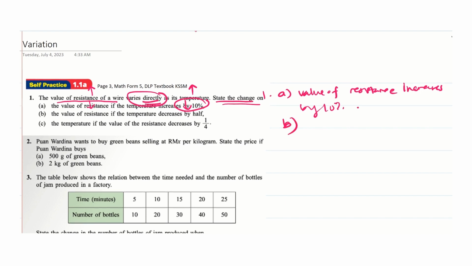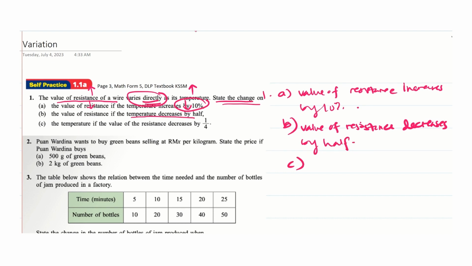Okay. Part B, the value of resistance. What is the value of resistance if the temperature decreases by half? So when the temperature decreases by half, the value of resistance also decreases by half.